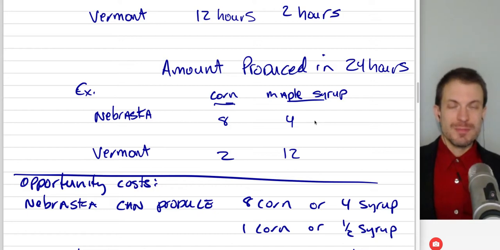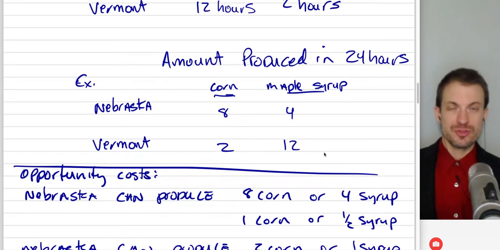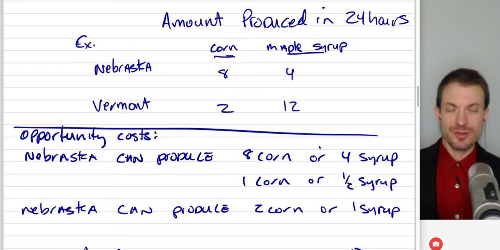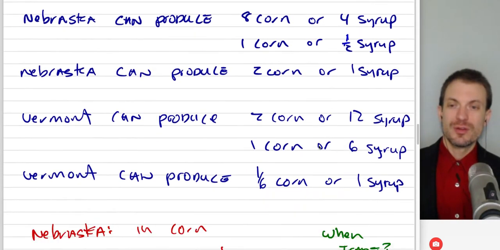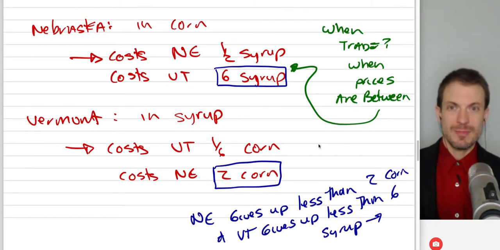Absolute advantage can be held by both traders. Comparative advantage can only be held by one. Comparative advantage is what we base trade on. Absolute advantage is who can produce the most in a given amount of time or with a given amount of resources, who's the most efficient. And comparative advantage is who's got the lowest opportunity cost, who gives up the least to make that good.